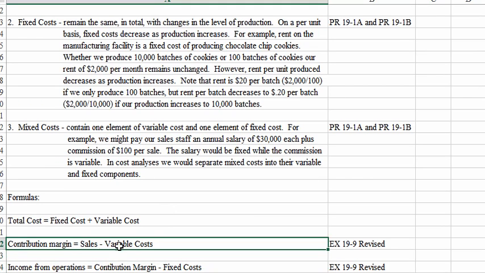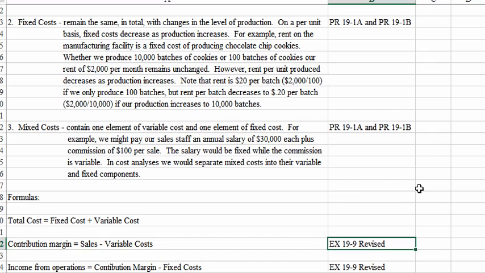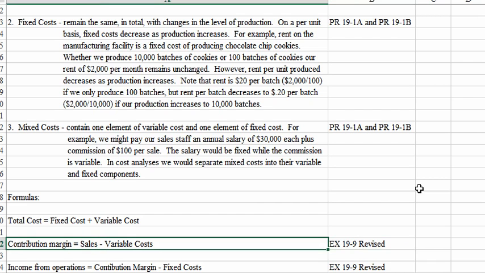Okay, our contribution margin is sales minus variable cost. You're going to use that in the exercise 19-9, the revised version of it. I'll just ask you on the template that I give you to answer 2 questions. I'll ask you to calculate contribution margin. You'll be given sales and variable cost. You'll give me an answer. It's really straightforward. You're just subtracting there.